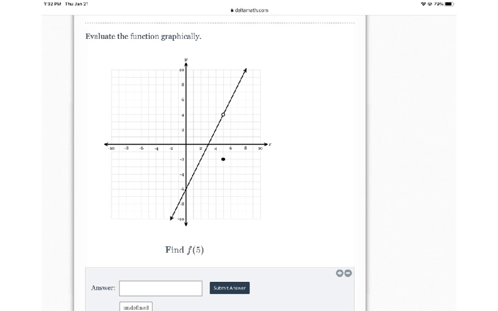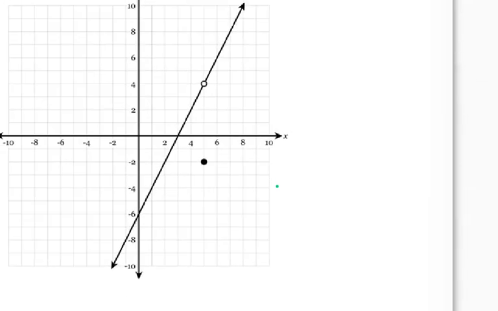Okay, so this one, let me see if I can zoom in a little bit. Let me get this a little bit bigger. There we go. That's a little bit better.